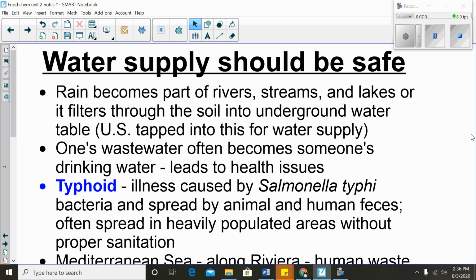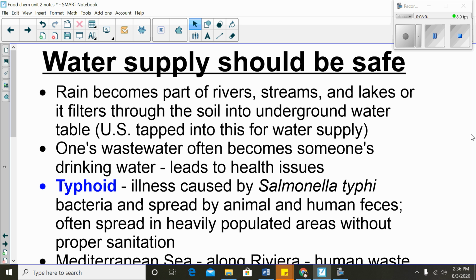Okay, so we're going to end here by talking about your water supply and the fact that it should be safe. So where does your supply come from? Well, you have rain, right? That's a source of water, and that becomes part of rivers, streams, and lakes, or it filters through the soil into the underground water table. And the U.S. has tapped into this for its water supply. Now, one person's wastewater often becomes someone's drinking water, and that can lead to health issues.